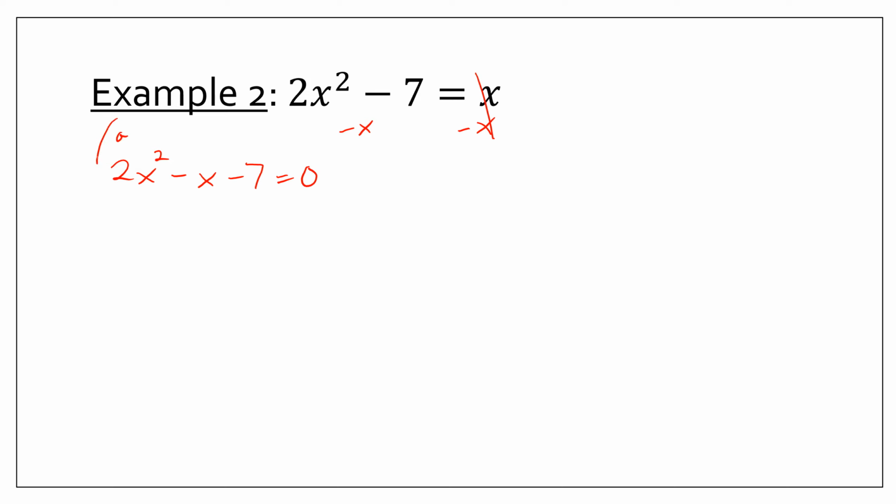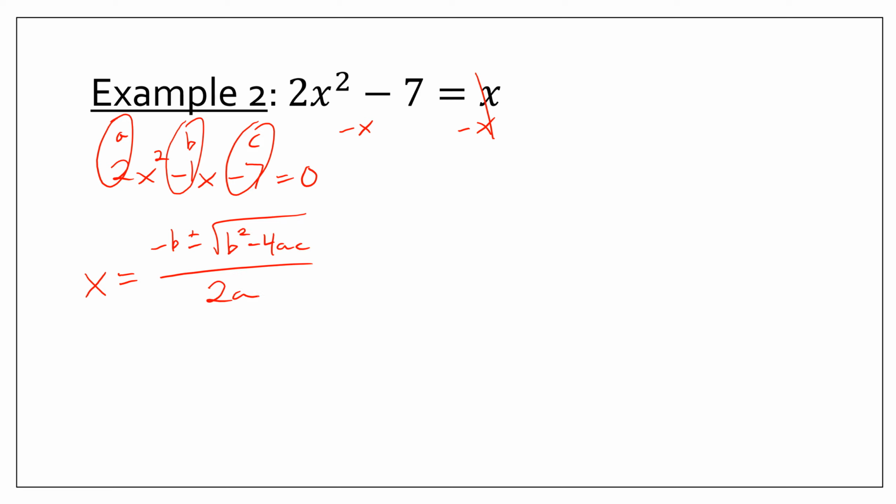So remember, identify your a. B here would be negative 1, and then C would be negative 7, and I'm plugging into the formula x equals negative b plus or minus square root b squared minus 4ac all over 2a. And yes, I've committed this to memory. I know that I'm the teacher, but the point is you need to commit it to memory as well. So let's start plugging in.